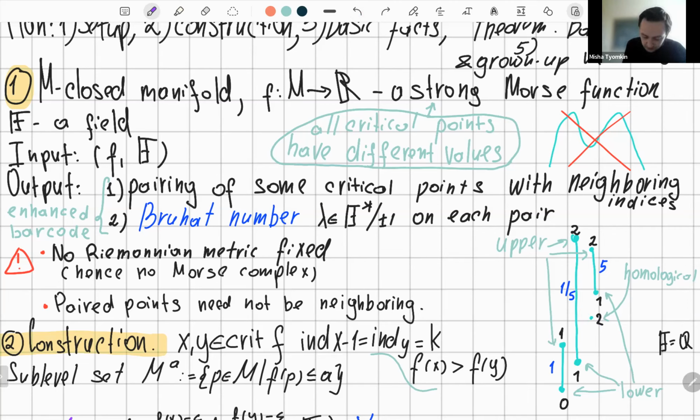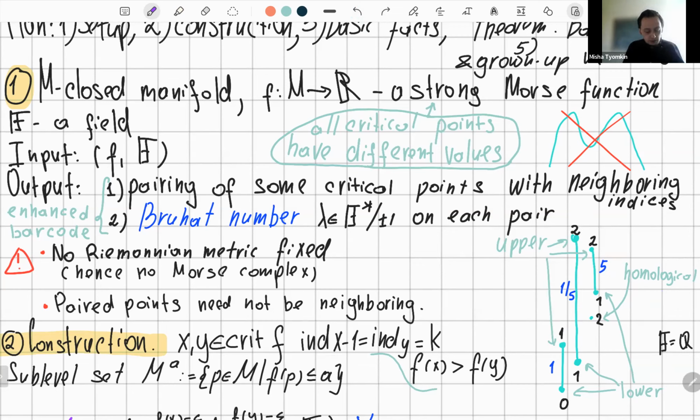So for example, this long pair connects two critical points of indices 2 and 1. Each critical point is therefore either upper in a pair or lower in a pair, or if it is not paired, it's called homological, for reasons I will be talking about later.